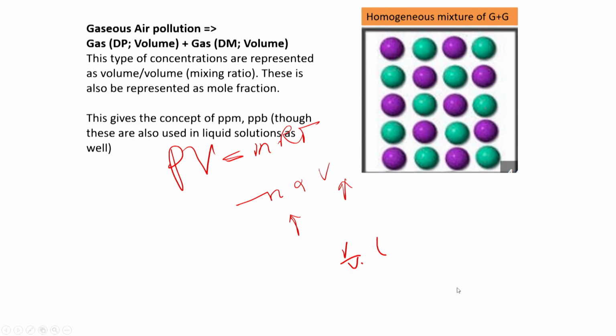Okay, so if you report this volume by volume, the generally reported concentrations are ppm, parts per million. We will come to that, and parts per billion, although these units are actually used in liquid or solution as well. So, I said that these volume by volume or mixing ratio can also be represented as the mole fraction. This is one of the very important things, and we will come to that.